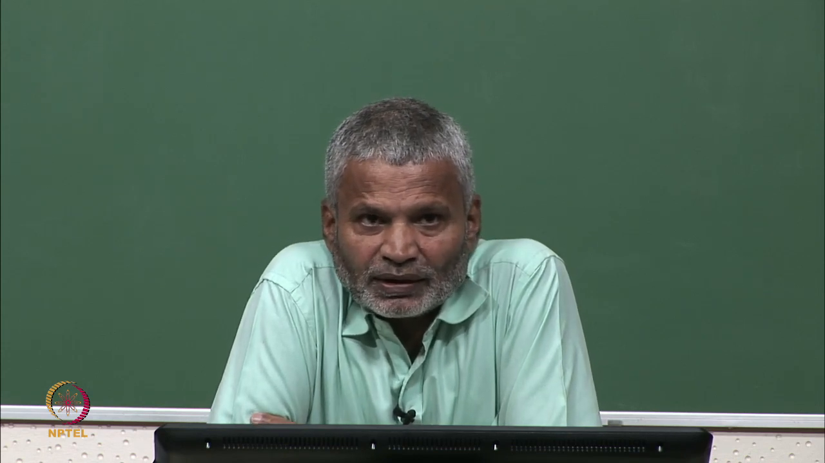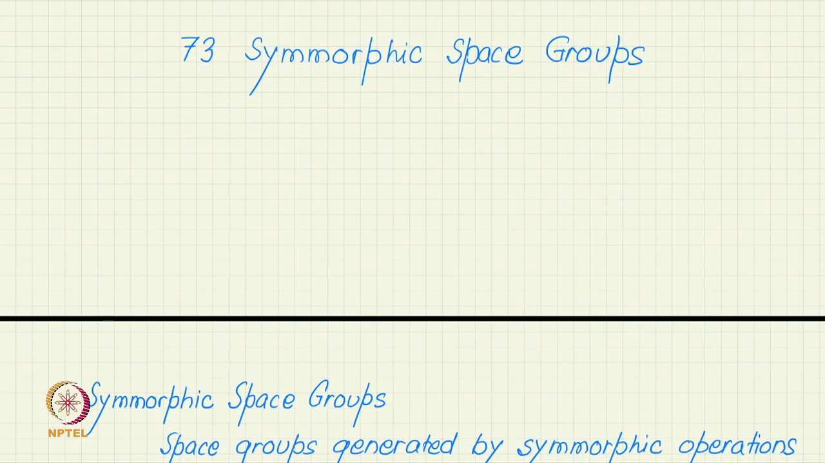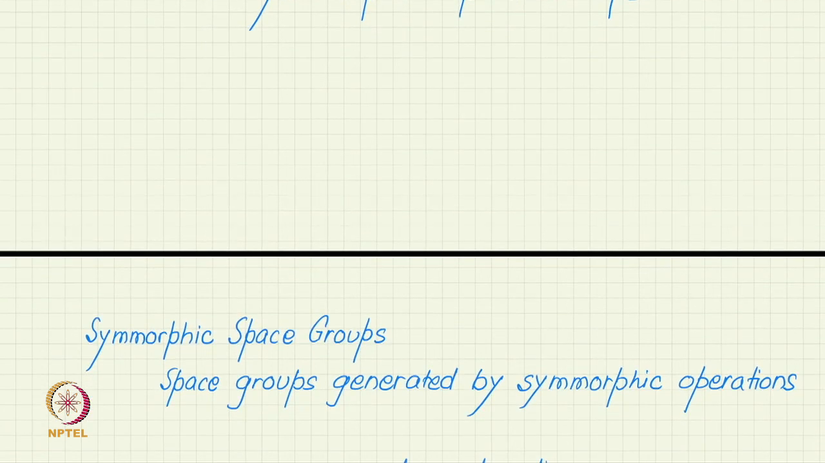In this video we will discuss 73 symmorphic space groups. Remember, when we were discussing the introduction to space groups, we classified space groups into one of the possible classifications of three-dimensional space groups: 73 symmorphic space groups and the remaining non-symmorphic space groups. We had defined symmorphic space groups in an earlier video, but we will redefine it here and look at how we get these 73 symmorphic space groups.